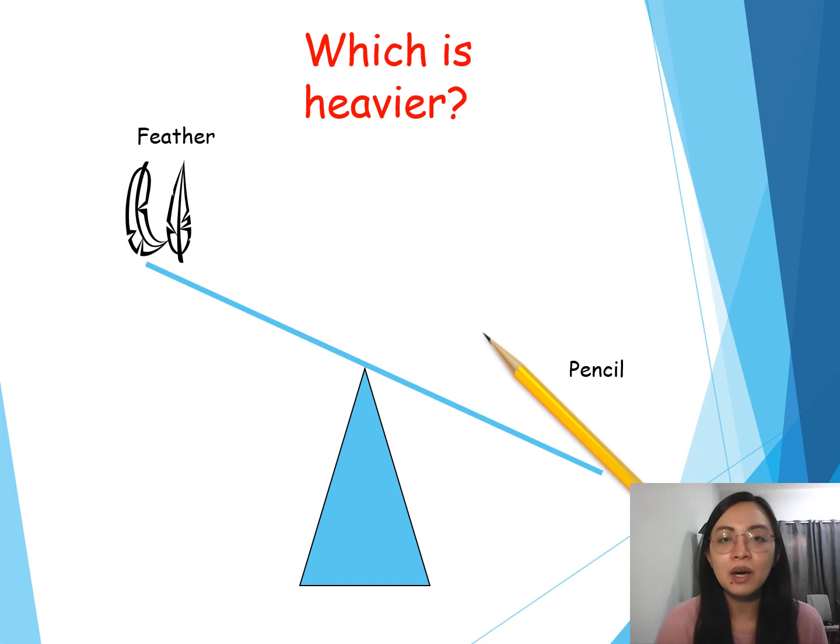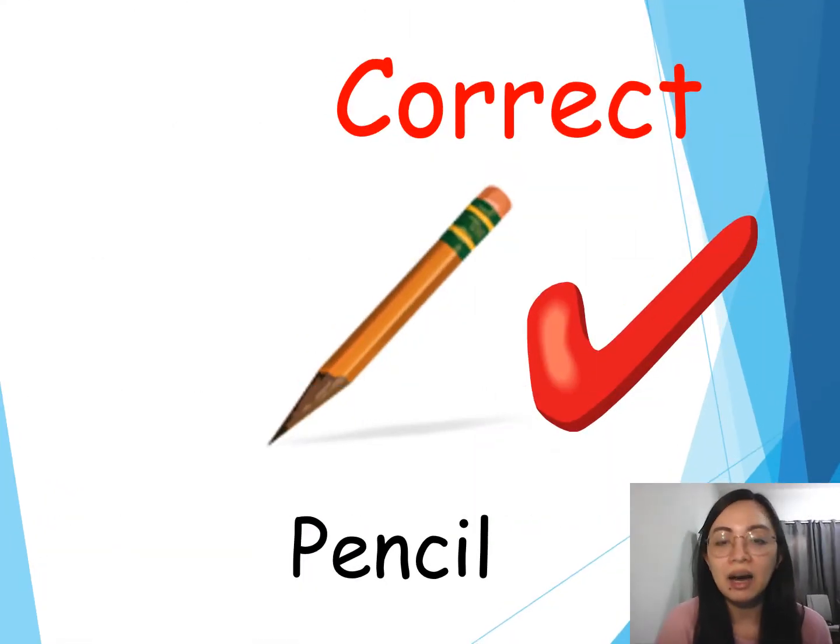Okay, now let's see, which is heavier? Look at the weighing scale. If the weighing scale goes down, it means the object is heavy or heavier. While if the weighing scale goes up, it means that the object is light or lighter. Now, in this picture, which is heavier, feather or pencil? What's your answer, kids? Okay, correct. The answer is pencil.